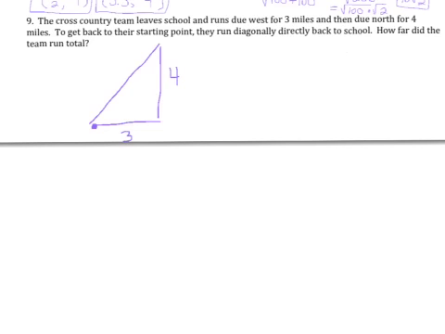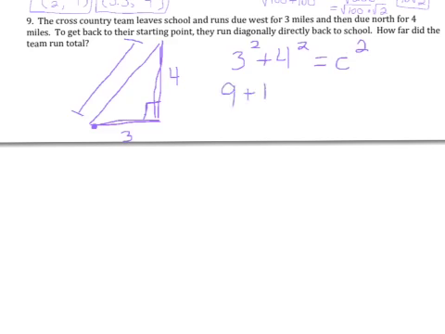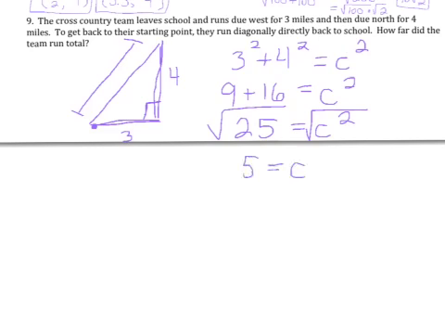So we already know that they ran 3 miles and 4 miles, so we just need to figure out how far they had to run back to school. So because we have formed a right triangle, we can use Pythagorean theorem. So we have 3 squared plus 4 squared equals c squared. So 9 plus 16 equals c squared. So 25 equals c squared. So 5 equals c. So it was another 5 miles for them to run back to school.